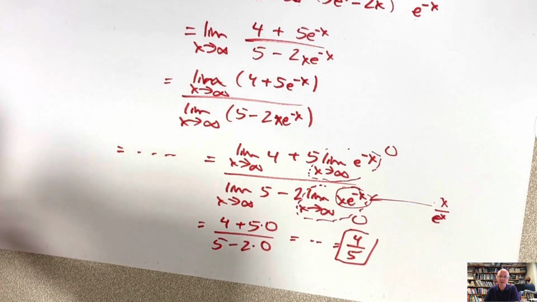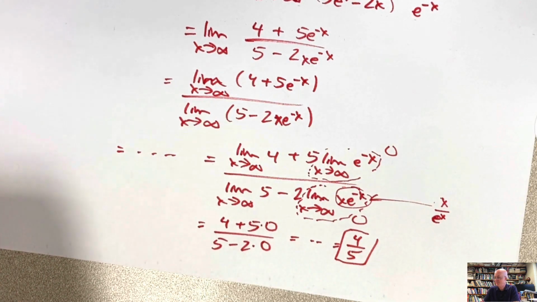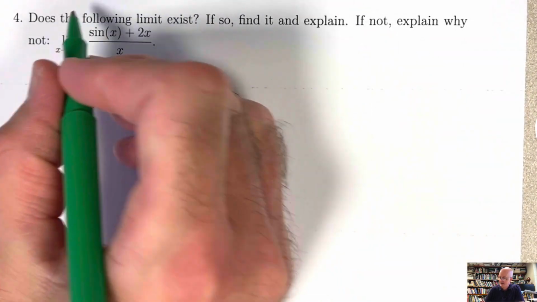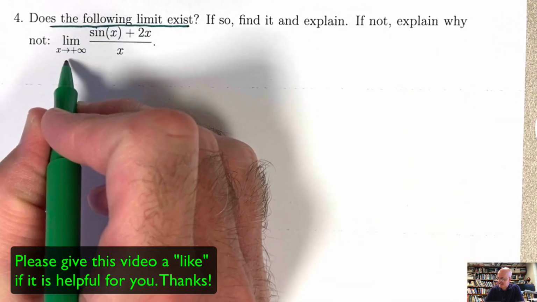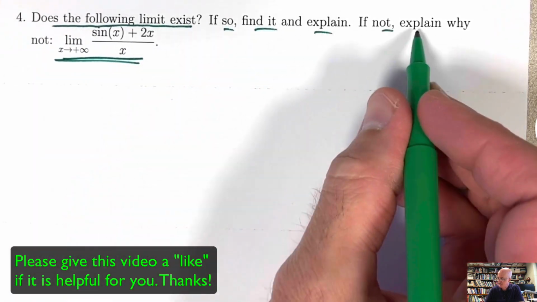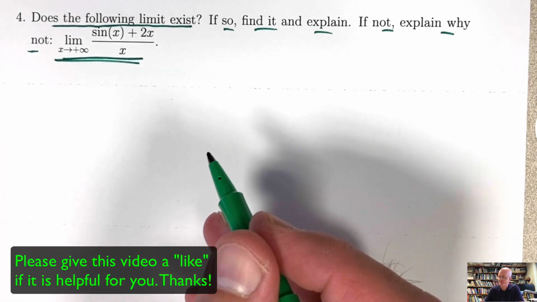All right, so it's a bit tricky, a bit painful, you might say, but this is a semi-rigorous way to do it. Number 4 says, does the following limit exist? This limit right here that you see? If so, find it and explain. If not, explain why not.